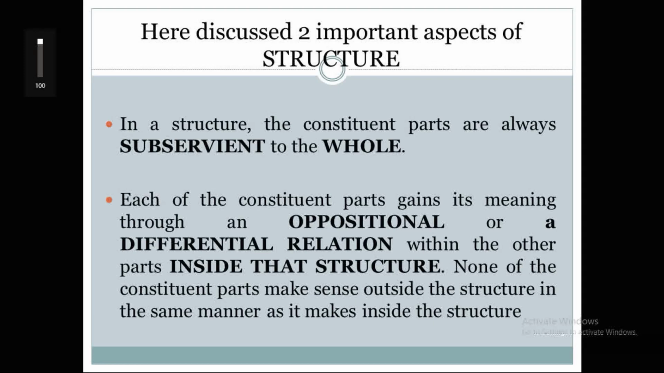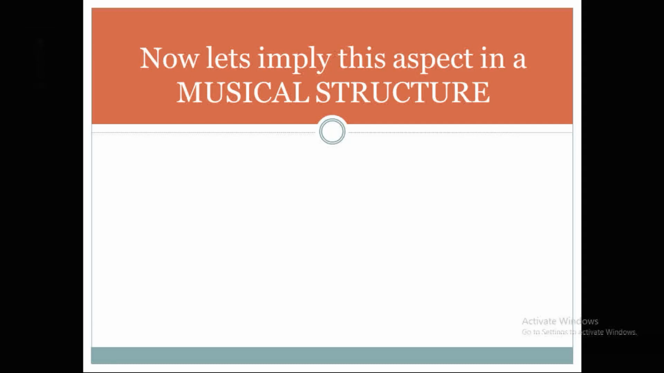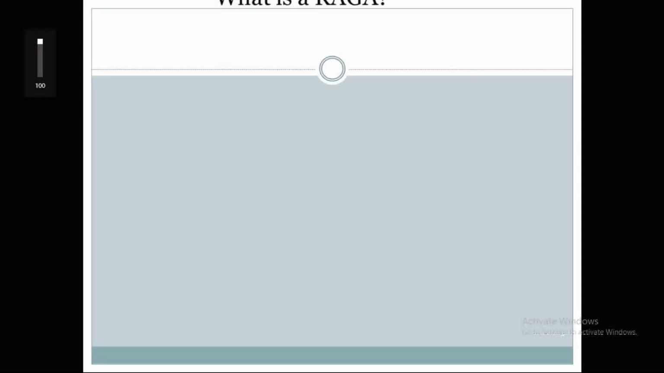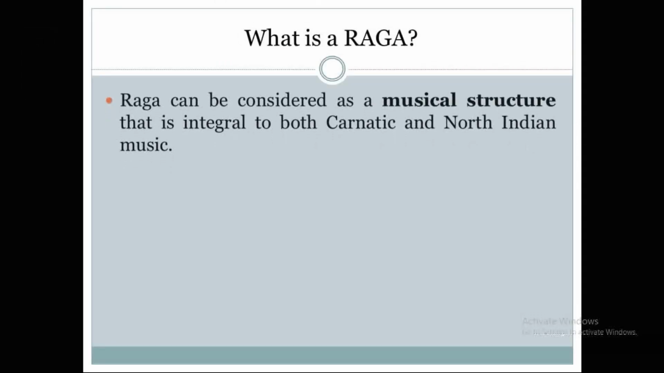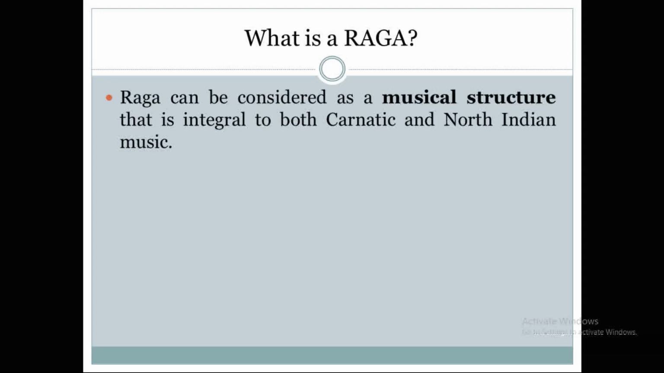Now it is similar to every aspect of life, whether it be architecture, music, or language. Language is a place where we need to reach so that we get into literature. So the same principle applies to every sector. For example, in music, let's take the example of a musical structure. You're all familiar with raga. What is a raga? A raga can be considered a musical structure that is integral to both Carnatic and North Indian music.